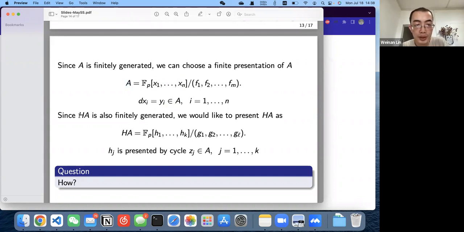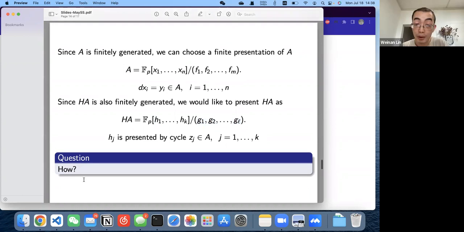Now we want the output, which is a presentation for the homology. We would like to present homology also by generators and relations. And we also want to specify the representation for the homology classes. For each homology class, we want to know which cycle in A represents the homology class. So that's what we want to get from the computer. So the question is how?